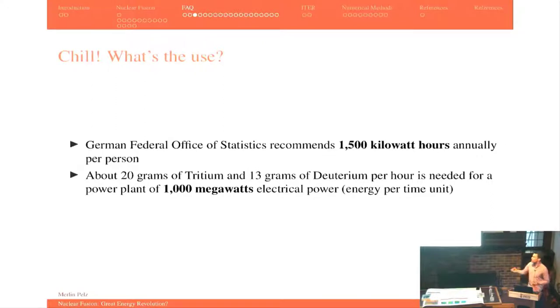And I'm from Germany, so I have access to this kind of data. This is why it says there, the German Federal Office recommends about 1,500 kilowatt hours annually per person. Let's calculate a bit what we can get out of one power plant of 1,000 megawatts electrical power. For this, we need 20 grams of tritium and 13 grams of deuterium per hour, which doesn't sound like a lot. But how many persons can it serve then?